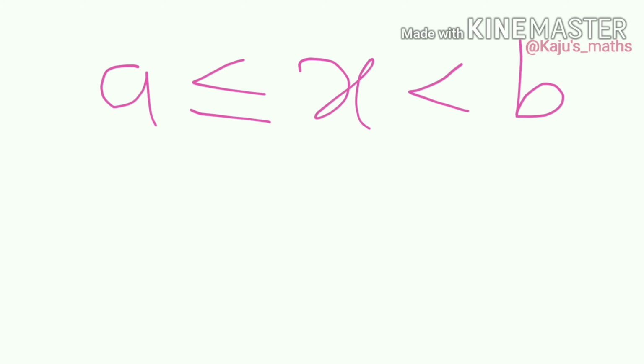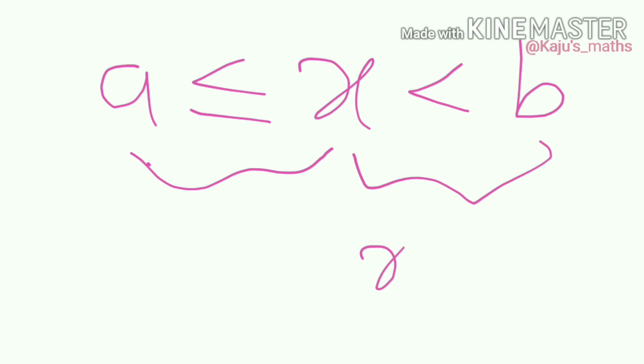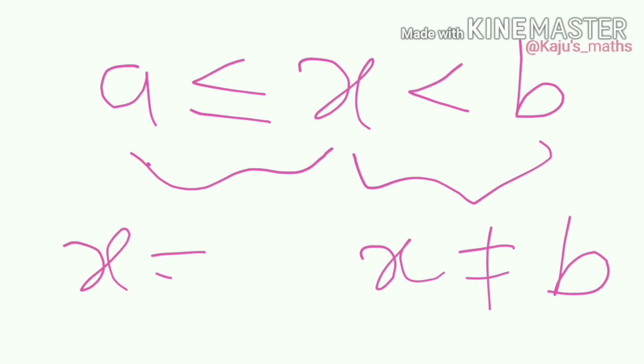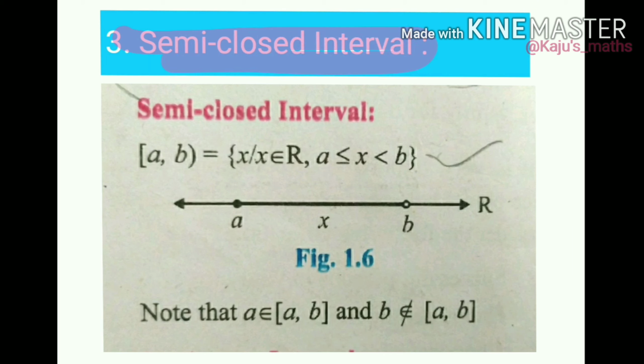This means in this interval you can include a also, meaning x can be equal to a, but x cannot be equal to b. Here x will not equal b, but x can be equal to a or greater than a. Such a kind of interval we call a semi-closed interval, and we denote it by a square bracket, a comma b, round bracket.